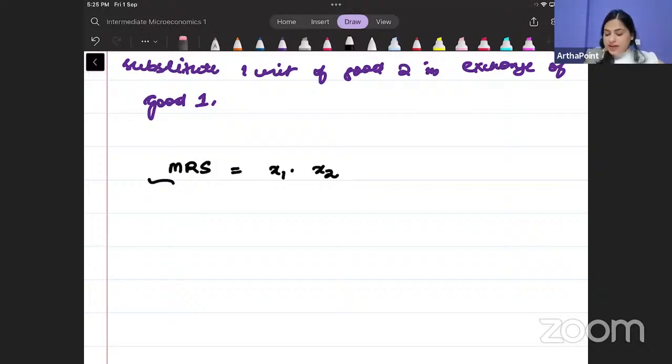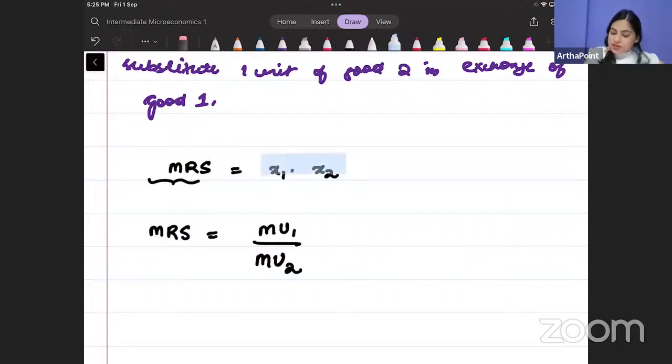Now what you can do, beta, MRS is given to you as x1 into x2. So in order to find this MRS, we know the formula that MRS is given by mu1 divided by mu2. If I differentiate this with respect to good one, that is marginal utility. So beta, differentiate this with respect to x1, differentiate this with respect to x2.